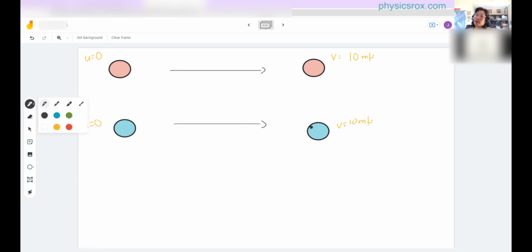Let's say this one takes 1 second. Wow, it reaches there so fast. This one you release slowly, 10 seconds. Wow, it goes really slowly to reach there. So both have the same initial velocity, both reach the same final velocity, but the time taken is very fast for one, and very slow for the other.